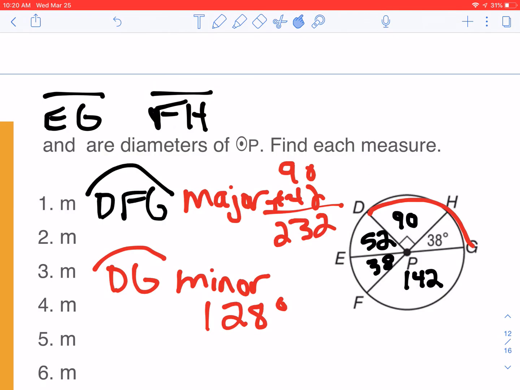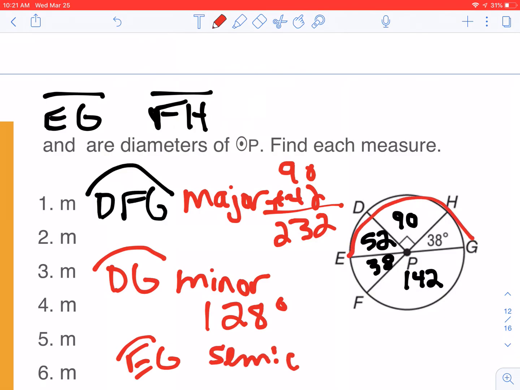Okay, let's name a semicircle. We can say that arc EG. So if I draw it here, EG, semicircle, automatic 180. Don't even have to add anything. Okay, let's do one more.